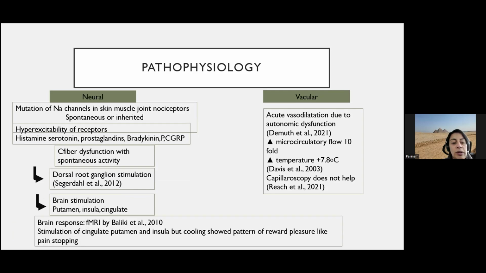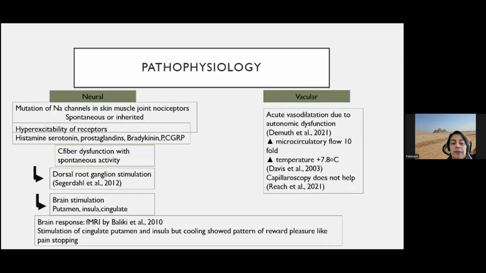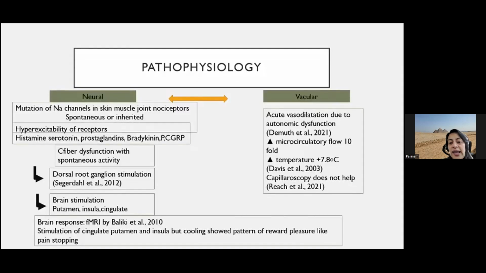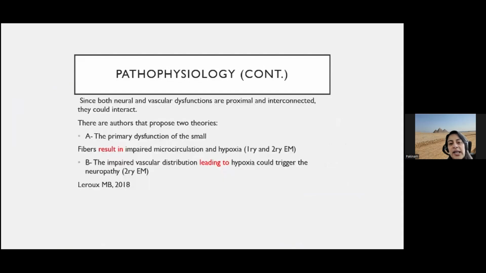So the brain response has been proved by the functional MRI, where the cooling effect on the limbs showed the pattern of reward pleasure, like pain stopping. Recently, they are both interconnected, as you can see. So how are they interconnected? Authors have mentioned that the primary dysfunction is of the small fibers, resulting in impaired microcirculation and hypoxia. Vascular distribution can lead to hypoxia and hence triggering the neuropathy, which is the case in secondary erythromelalgia.